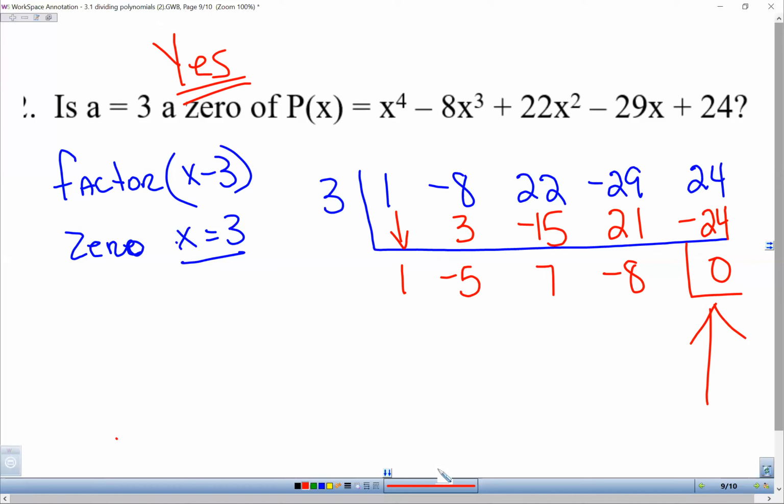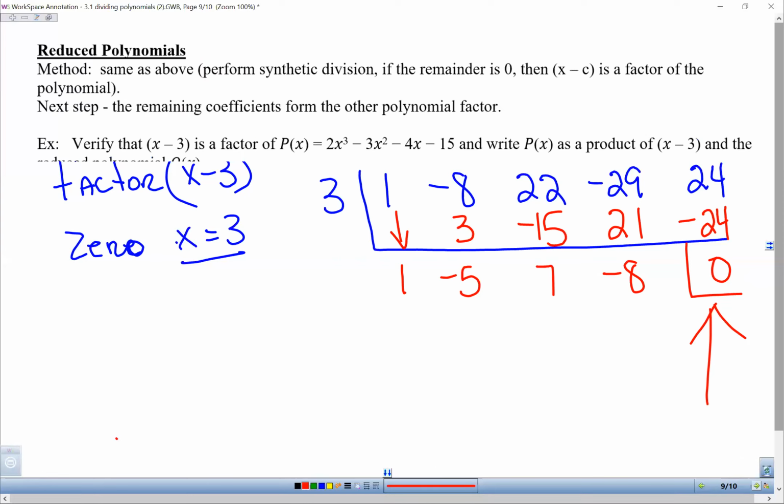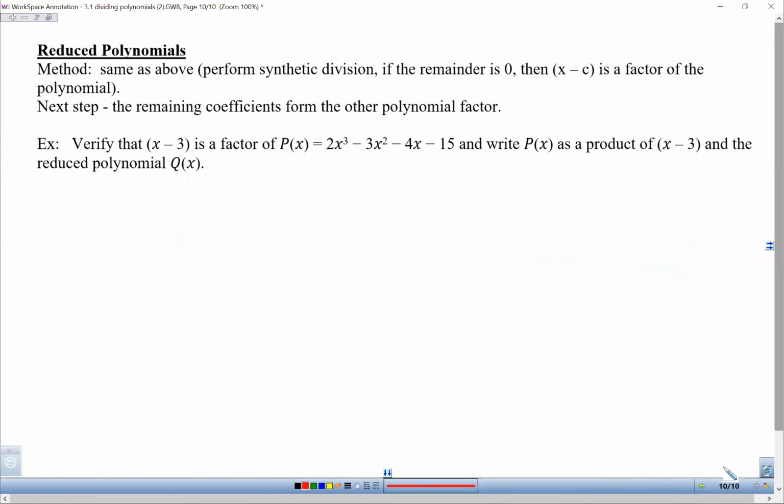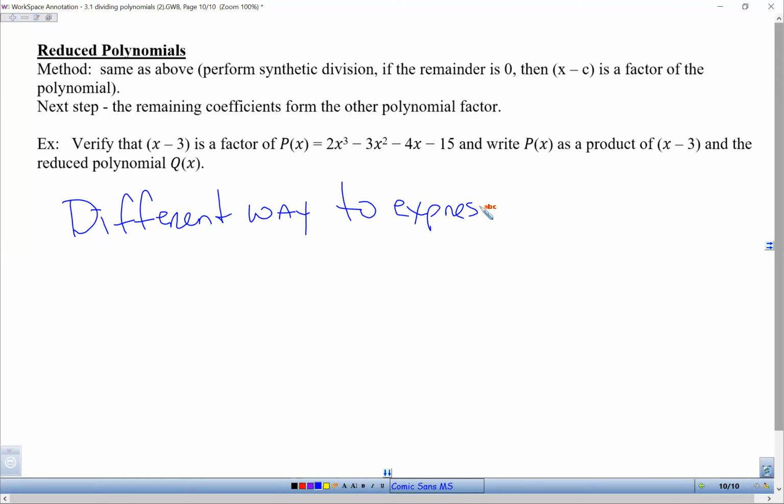So basically they're asking you, if you plug this number in the function, are you going to get 0? Well, obviously we see that we did. So it is a 0 of the function. All right. The last thing in section 1 is actually nothing different or nothing new. It is really a different way to express your answer.